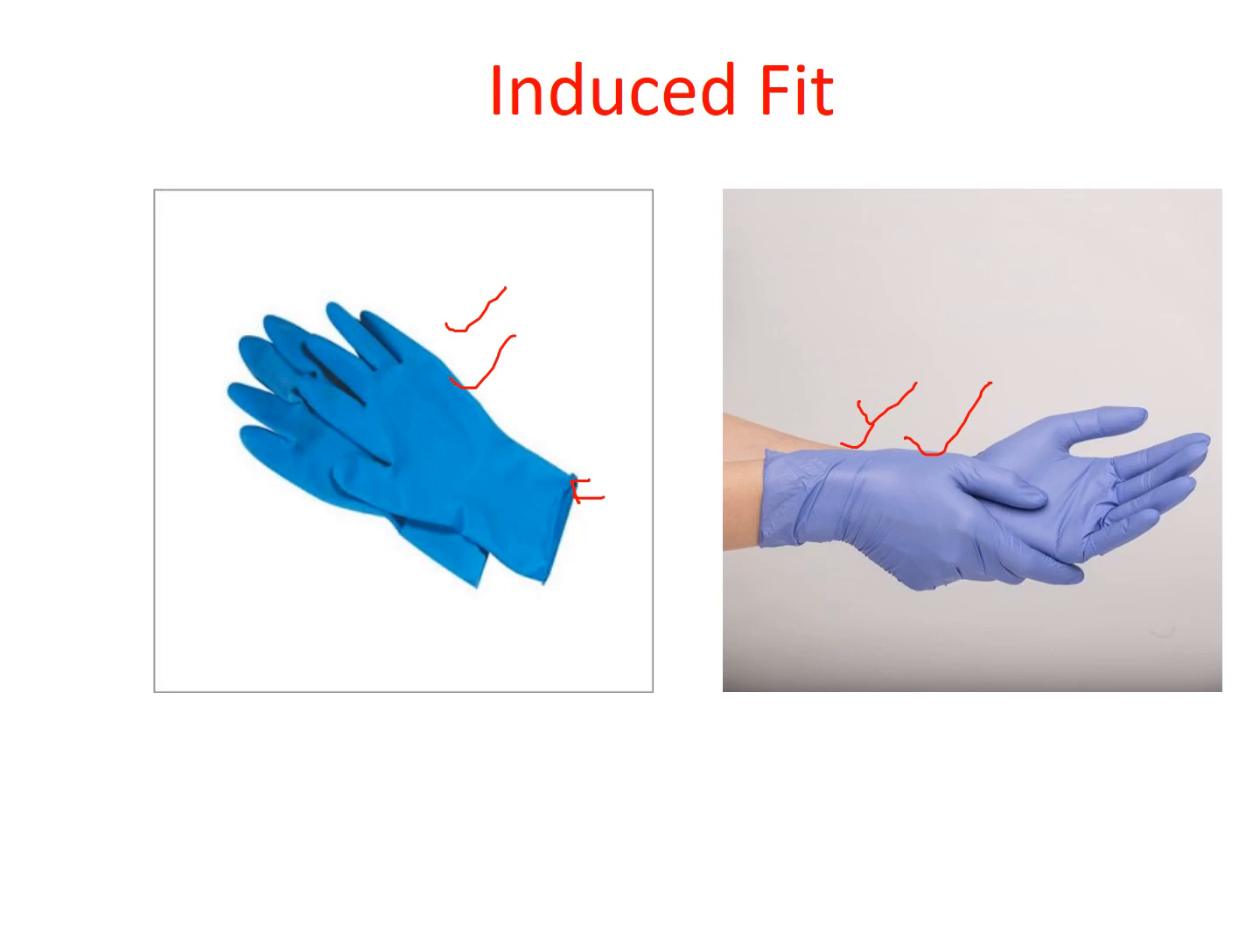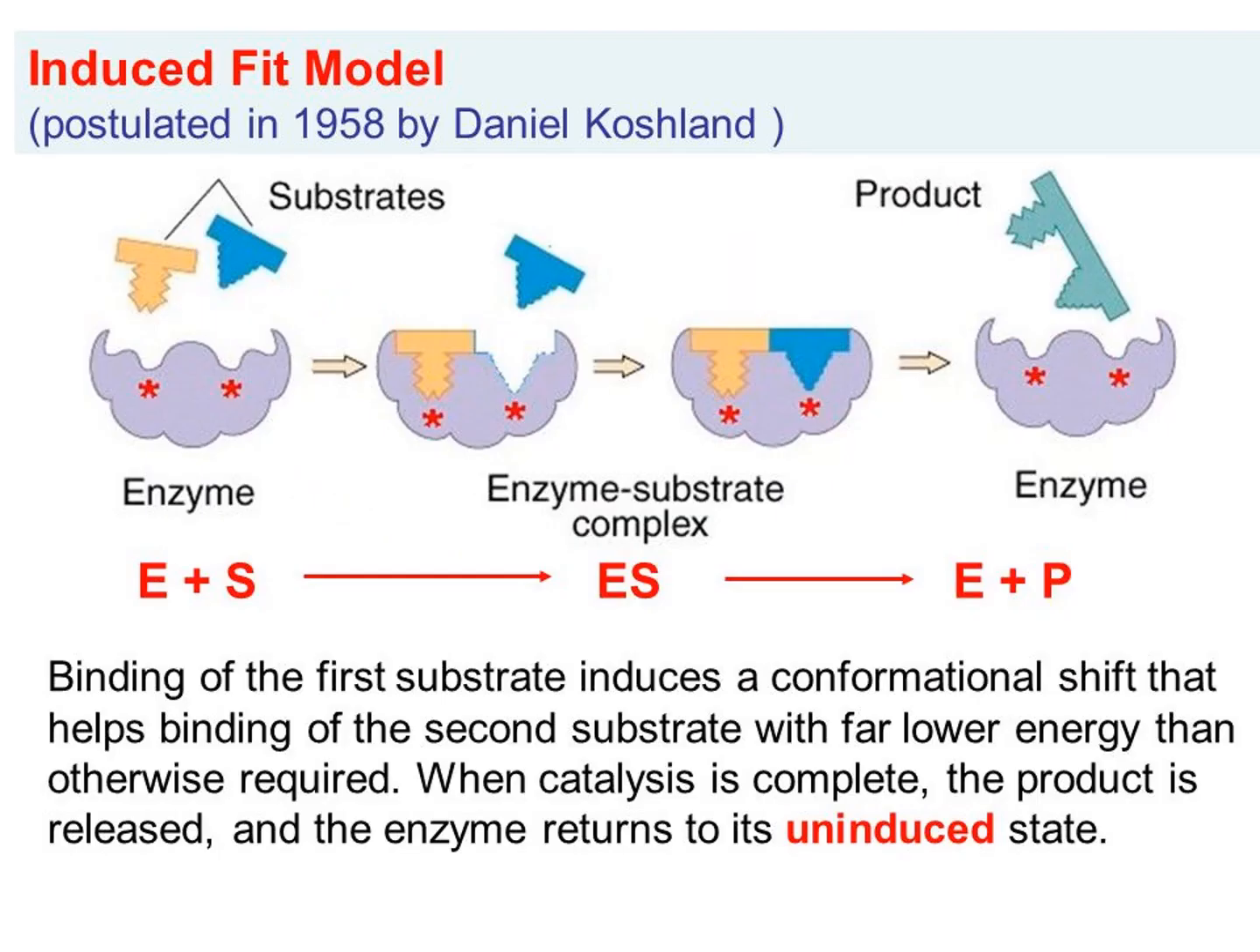When the substrate comes and attaches to the enzyme active site, if you see here, the yellow and blue things are the substrates and the gray one is the enzyme. When these two come and attach to it, they are not exactly complementary in nature with respect to the shape. But when the first substrate comes and attaches to the enzyme, it is inducing the change in the shape of the second active site.